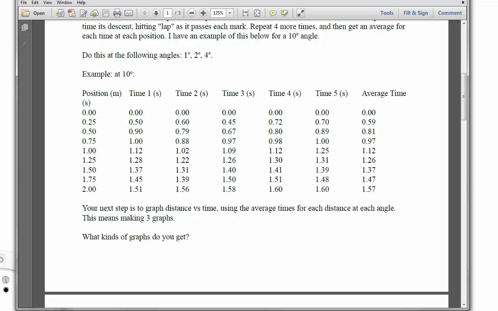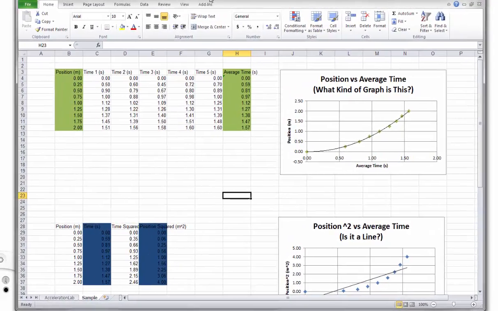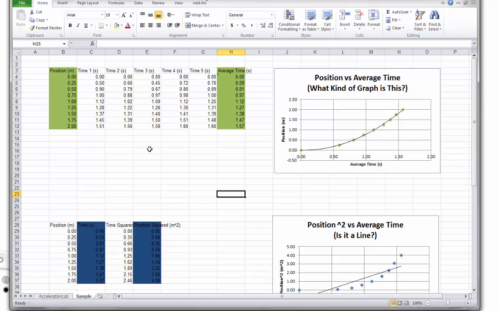So this data should ultimately end up being graphed, and I have gone ahead and done that. So here are those positions, here's the times, here's the average time. I've highlighted in green because these are the things that are actually going onto the graph, and here is a version of that graph. So here is what those data points look like. I went ahead and fit a curve to this data.